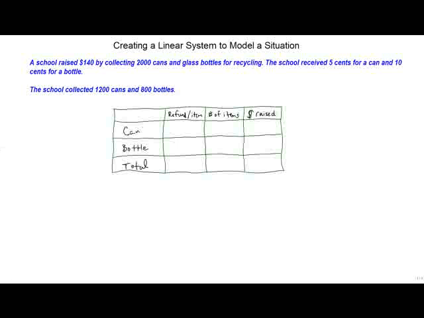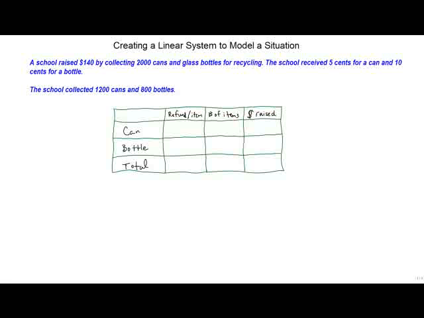To help us create a linear system, we can create a table. What this table will help us do is organize our information so that it is a little easier to understand. Sometimes getting information from text or words is a little more difficult than seeing it on a chart or represented visually some way, like a table.